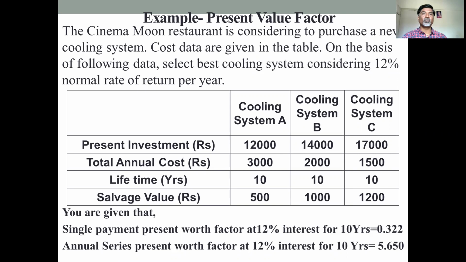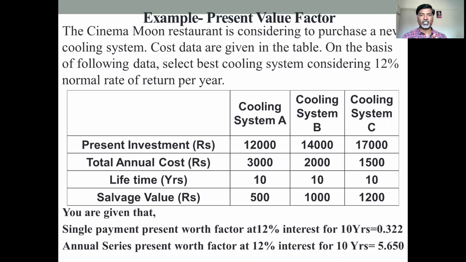A Cinema Moon restaurant is considering to purchase a new cooling system. Cost data are given in the table. On the basis of the following data, select the best cooling system considering 12% nominal rate of return per year. Here they have given rate of return 12%.